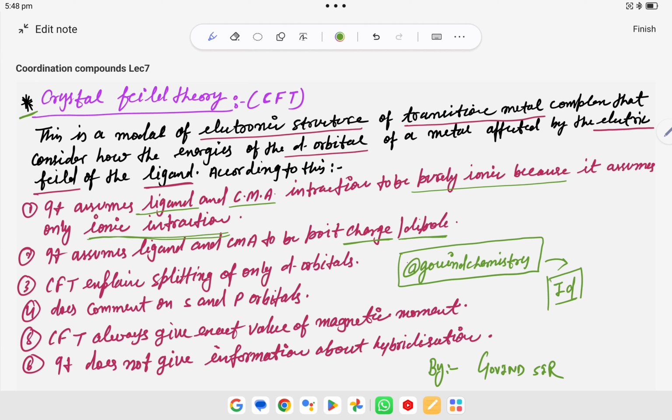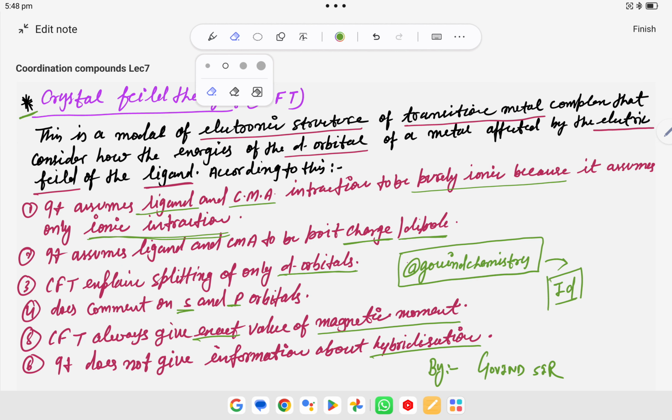CFT explains splitting of only d orbital. It will explain the splitting of d orbital, and does not comment on s and p orbital. CFT does not always give exact value of magnetic moment. It does not give information about hybridization. So these are the points related to the crystal field theory. The points are not very important, but you have to check them once.